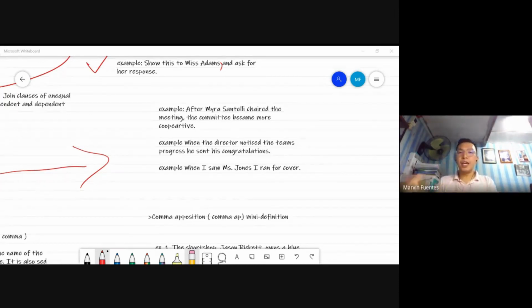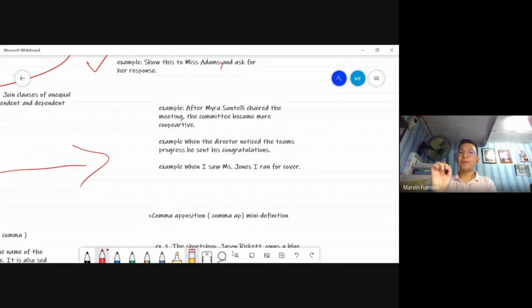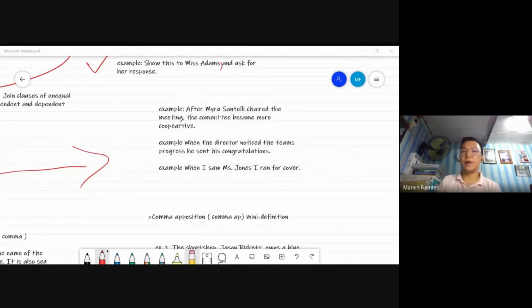If the after Myra Santelli chaired the meeting, then proceed with period instead of comma. Then do not write the succeeding sentence or the next independent clause.